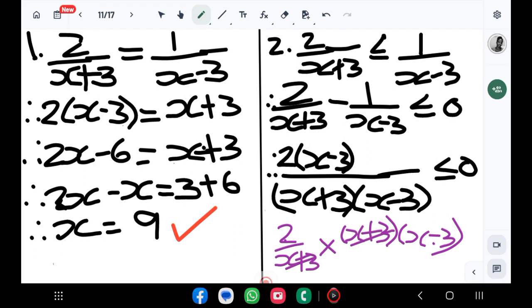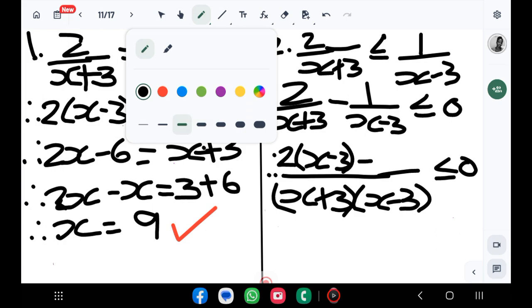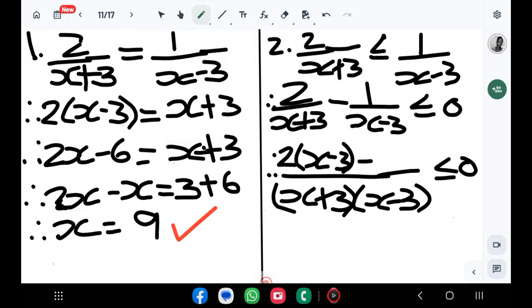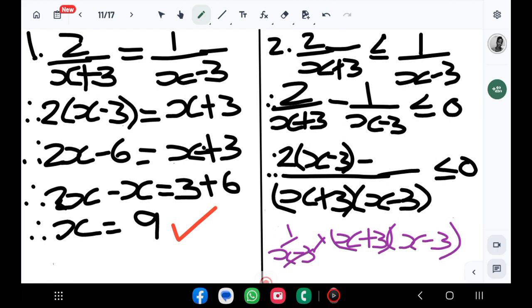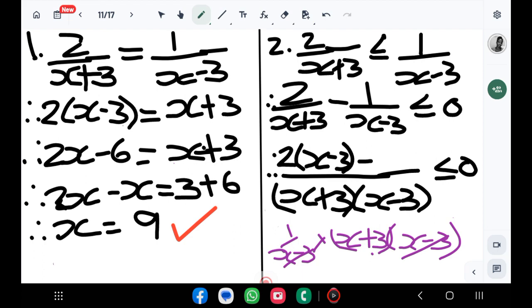The next one is minus. And the next one, we multiply the fraction, 1 over x minus 3, by the lowest common denominator, x plus 3 times x minus 3. And the x minus 3 cancels out, and you're left with 1 times x plus 3. But remember the minus, make sure that you don't mix up the minuses, so that is minus, in bracket x plus 3.